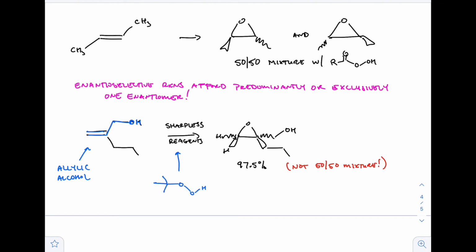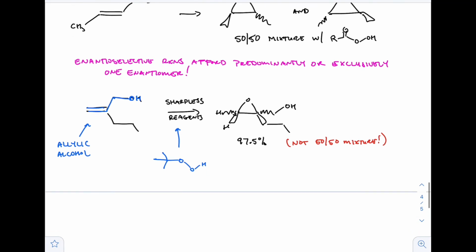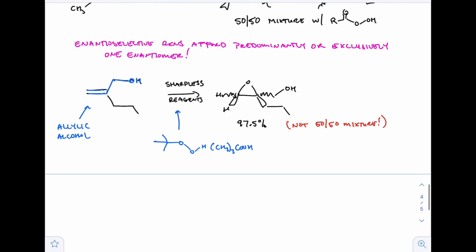Okay. And what are the Sharpless reagents? Well, you kind of have to know them. And so that's this tert-butyl hydroperoxide. Sorry. And that can be abbreviated as (CH3)3COOH. Okay. Then we have this titanium compound as well. So this titanium has this isopropoxide on it. It's got 4 of them, and it looks like this for the most part. So it's kind of like isopropanol without the hydrogen, and then that alkoxide is attached to the titanium.